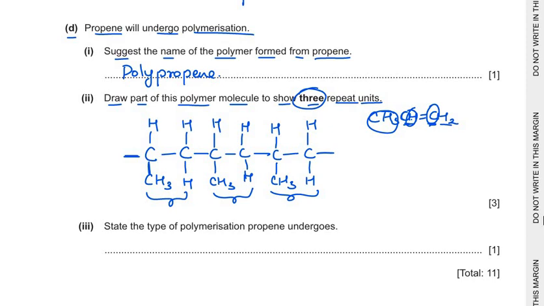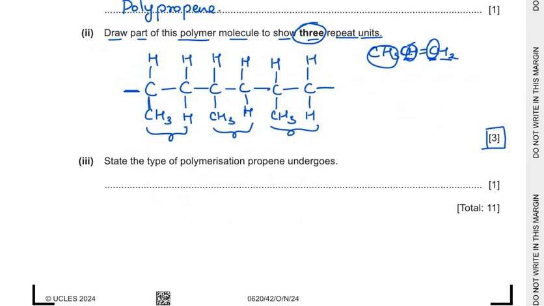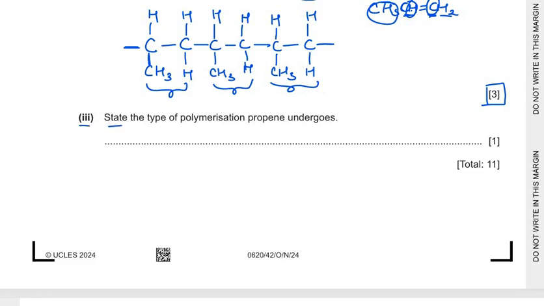So this is how you're going to draw the polymer with 3 repeat units for the 3 marks. Here let's go ahead with the next sub question. It says state the type of polymerization propene undergoes.